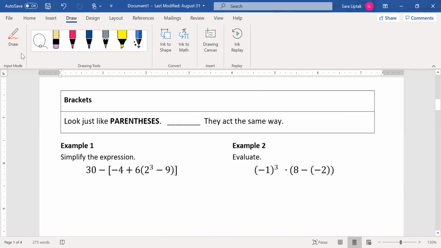Now, some of you are already familiar with brackets from last year, but if you're not, they look like this. They almost look like parentheses, but instead of a curve, it's a little bit of a square or a sharp edge. But they act the exact same way a parenthesis would.